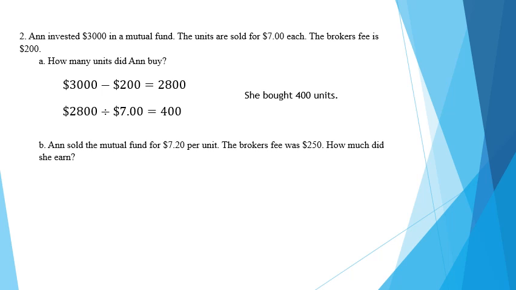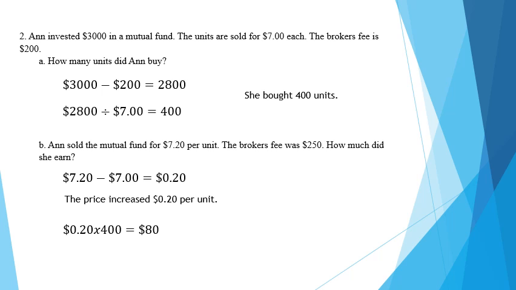She sold the mutual fund for $7.20 per unit, and there was a broker's fee of $250. So once she sold her mutual fund and she got a profit, she then had to go and pay the broker another $250. Let's see if she earned any money. So we saw that she made 20 cents per unit, and there were 400 units. So we see that she made $80.